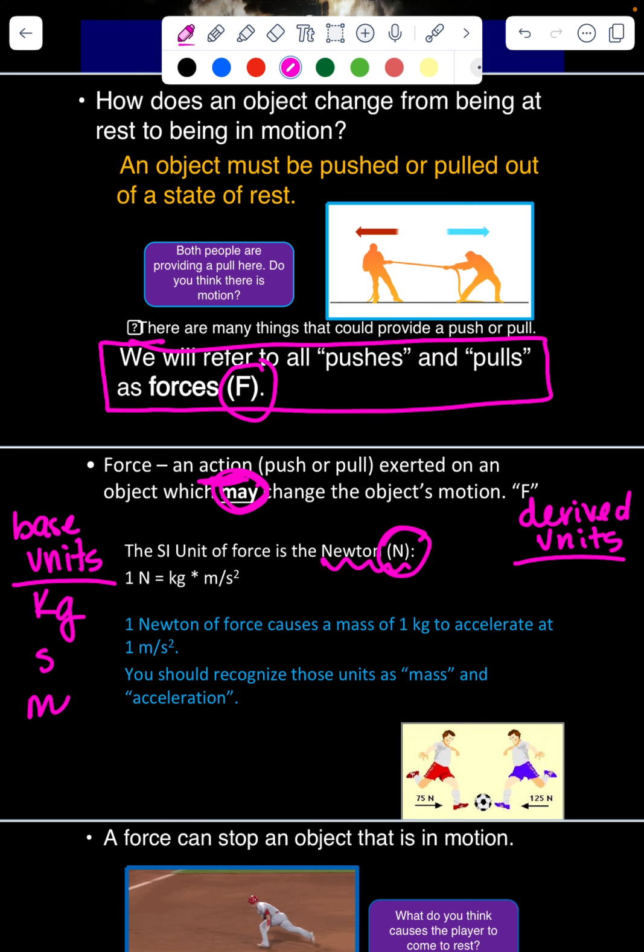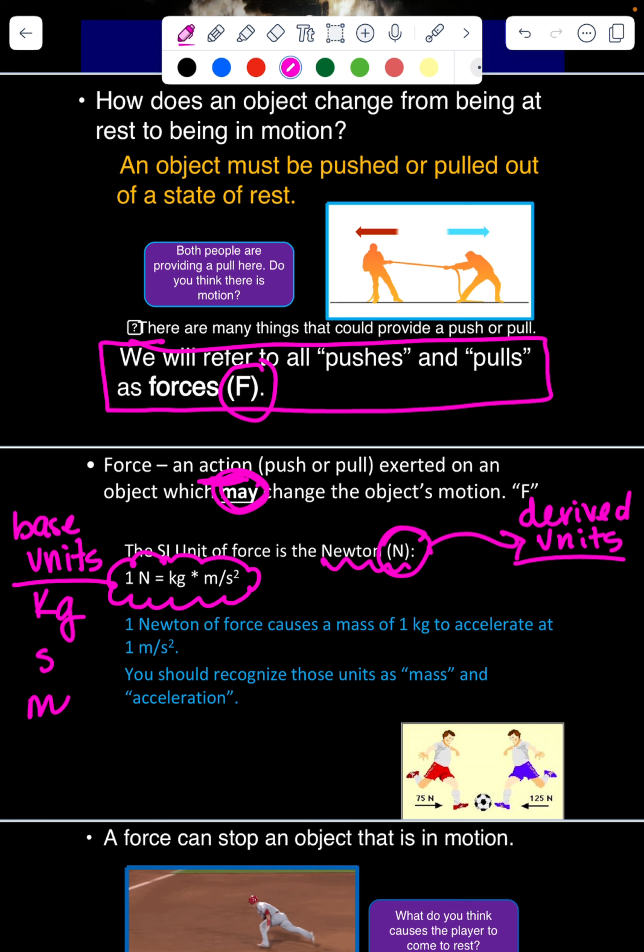Now, whenever we start doing these equations, all right, and combining all of these different variables, whenever we start combining all of these variables mathematically, that's when we end up getting these derived units. All right, so our Newton, even though it's just one single letter, it's not a base unit, it is a derived unit. All right, and here we see the derivation of that unit.